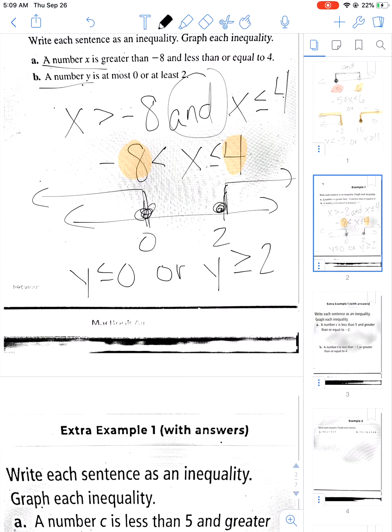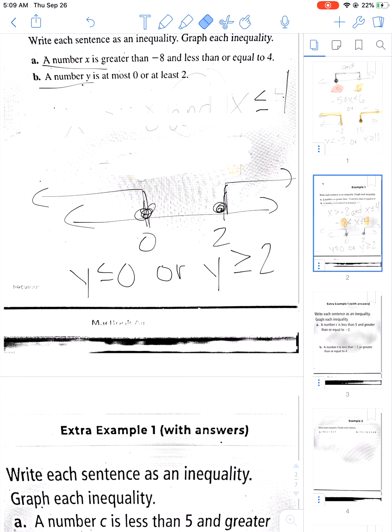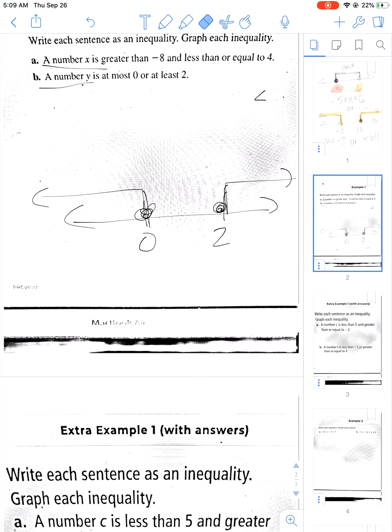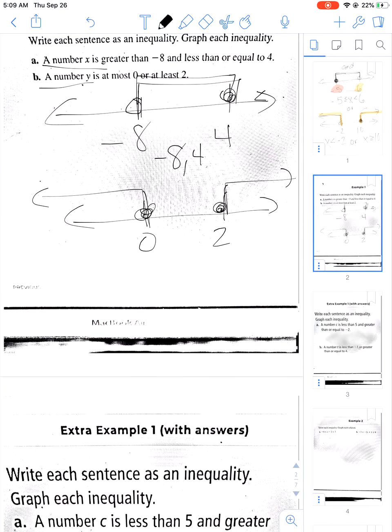Now, let's talk about what the interval notations would be for these. So let's clear some space, get rid of some of the stuff we don't need. Our and is sort of the trapped one. Greater than -8, less than or equal to 4. So remember, interval notation is basically when does it start working, when does it stop working. So for this and, it starts working at -8, it stops working at 4. Open circle is parenthesis. Closed circle is bracket.